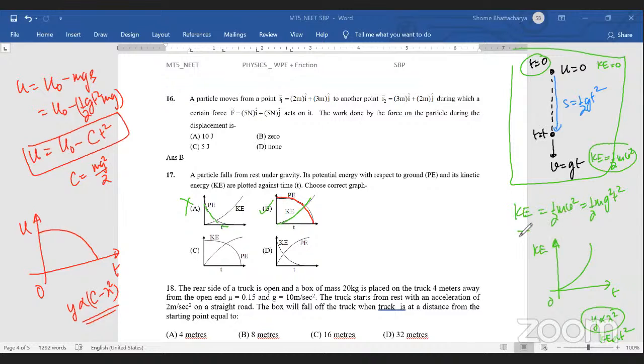So your kinetic energy, how is it varying with time? It is varying according to this. You can see that kinetic energy is proportional to the square of time. So it's a y equal to x square type of graph. So the kinetic energy has to be like this.